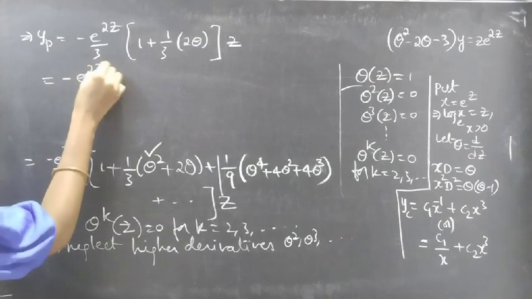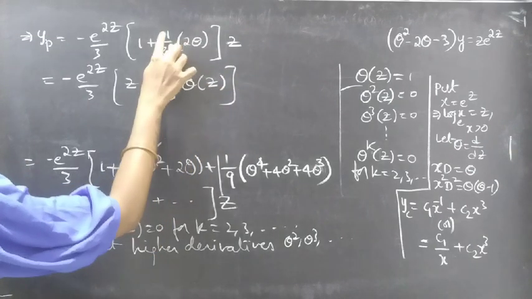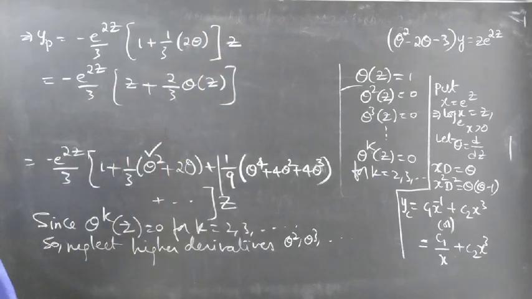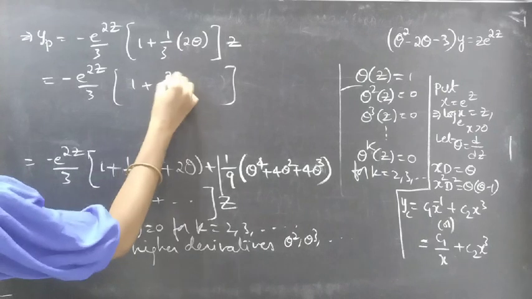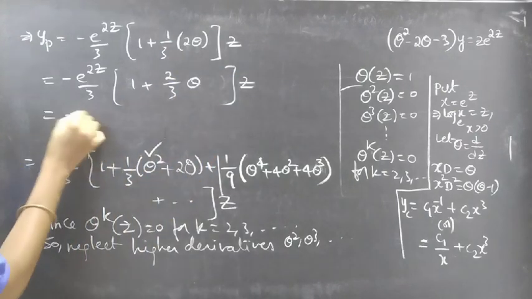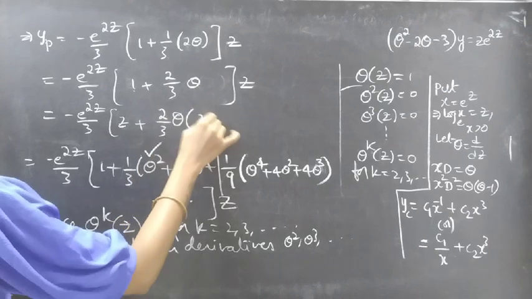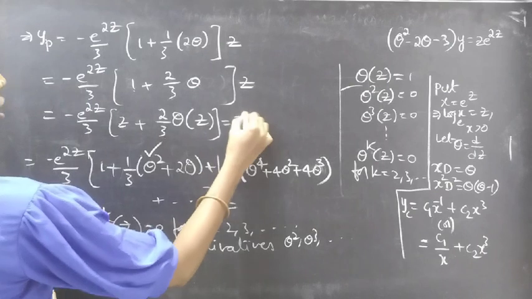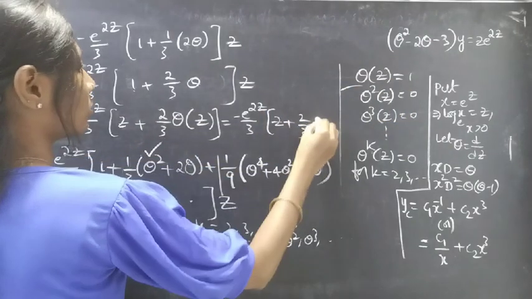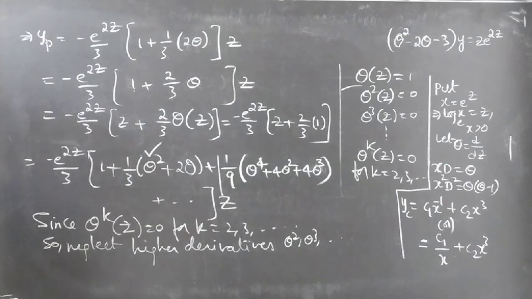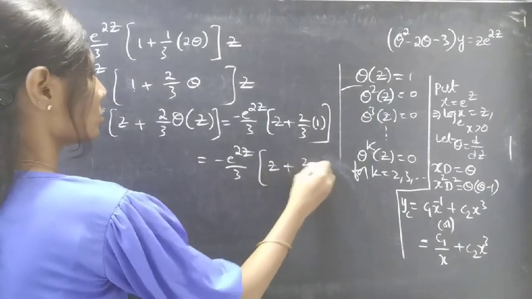Now this becomes minus e power 2z by 3 into z plus 2 by 3 into theta of z. 1 by 3 into 2 is 2 by 3 into theta of z, or we can include one more step for our convenience: 1 plus 2 by 3 into theta of z. This equals minus e power 2z by 3 into 1 into z plus 2 by 3 into theta of z, and theta of z is 1. This becomes minus e power 2z by 3 into z plus 2 by 3.